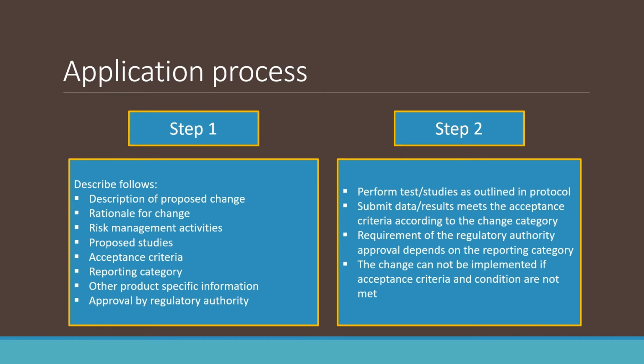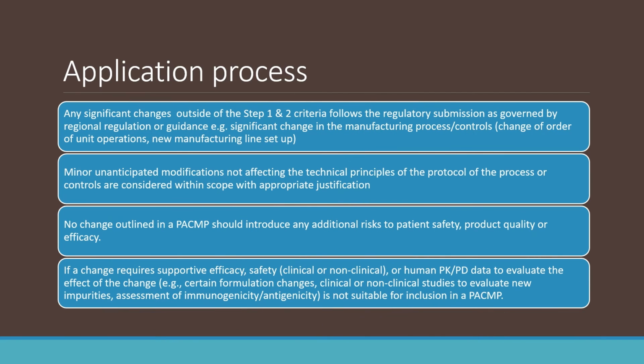Requirement of the regulatory authority approval depends on the reporting category. The change cannot be implemented if the acceptance criteria and conditions are not met as outlined in the protocol. Any significant changes outside of the step 1 and step 2 criteria follow the regulatory submission as governed by regional regulation and regional guidance. For example, significant change in the manufacturing process and process control, like change of order of unit operation, setting up a new manufacturing line. Any minor unanticipated modification not affecting the technical principle of the process or controls is considered within the scope with appropriate justification.